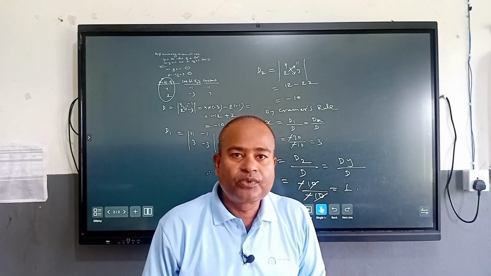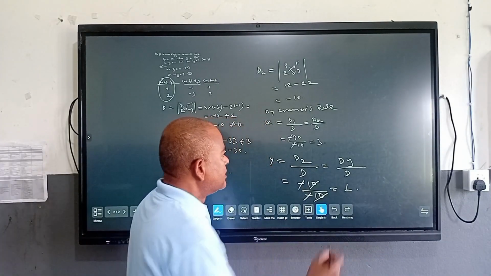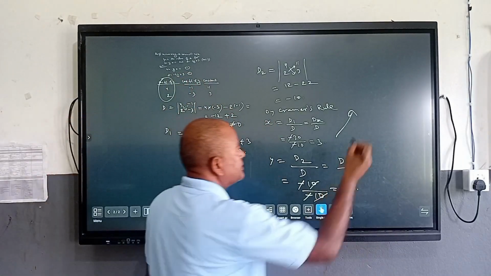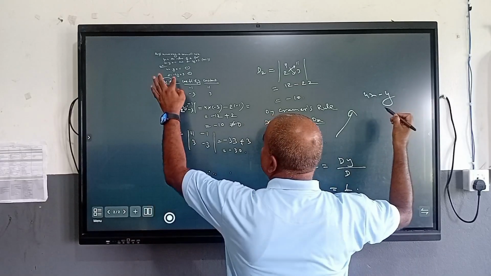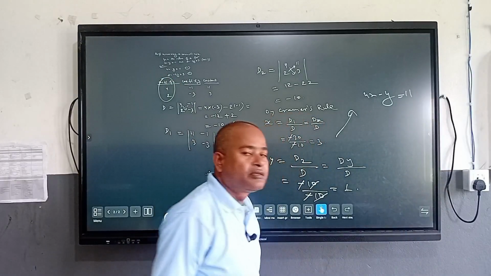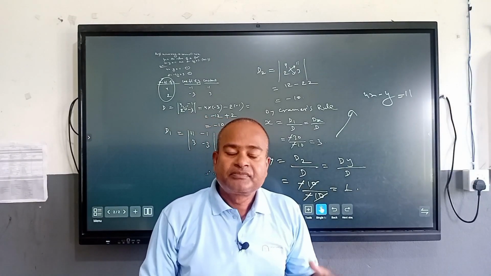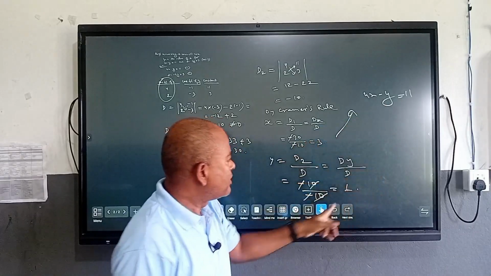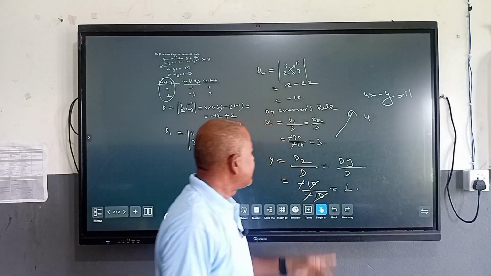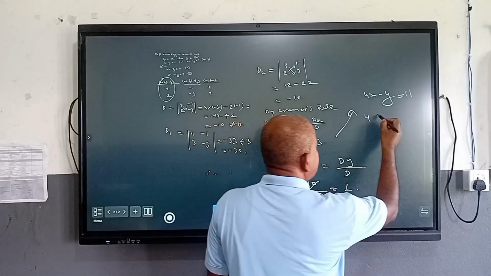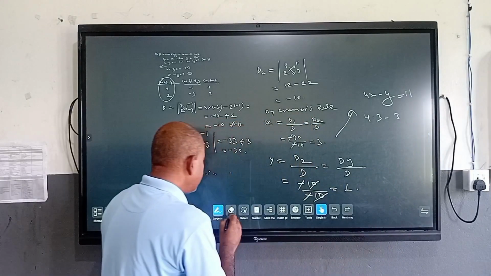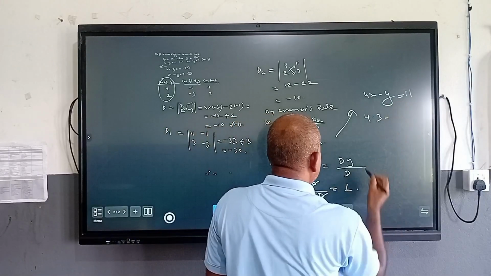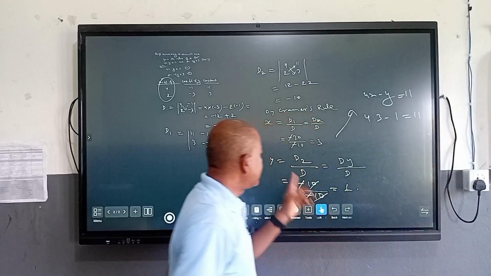Dear students, we can check whether our answer is right or wrong. For checking the answer, we have to take the first equation. We can take the first equation or the second equation, but checking is not compulsory in the examination. So 4x minus y equals 11. Now the value of x we have got is 3, so let's put 3 minus the value of y. The value of y we have found is 1.